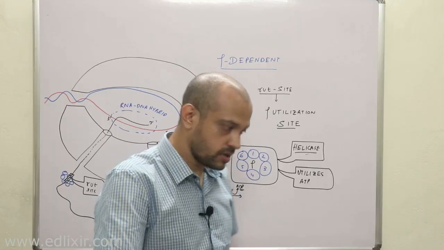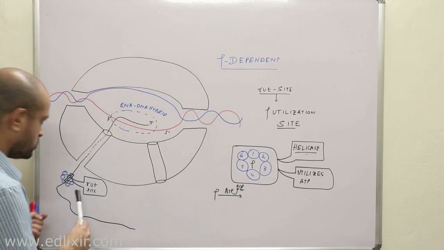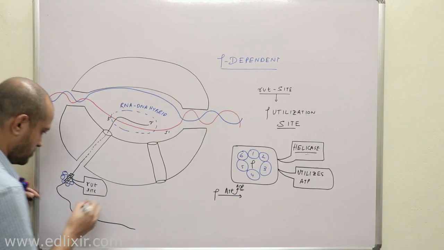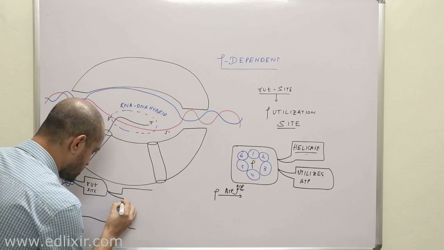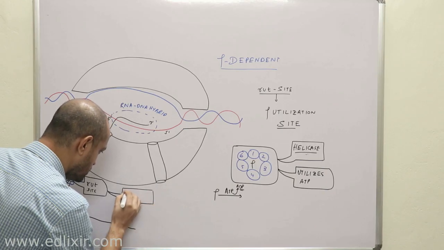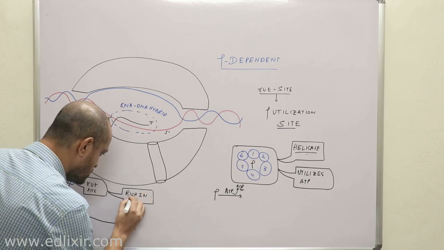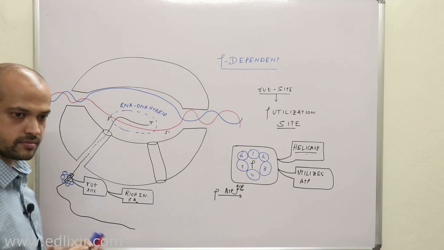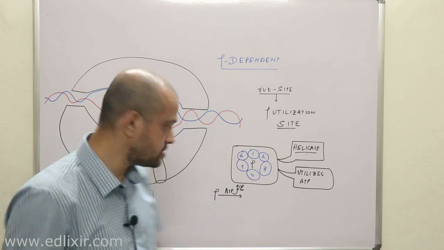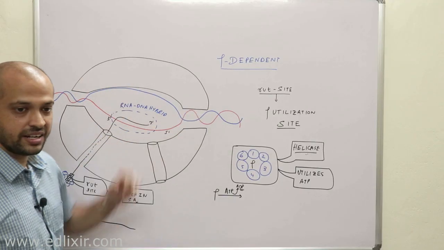Clear? Now listen with all your attention. What about this RUT site? This RUT site is rich in CA, that is cytosine and adenine. Clear? So this is the Rho-dependent mechanism.